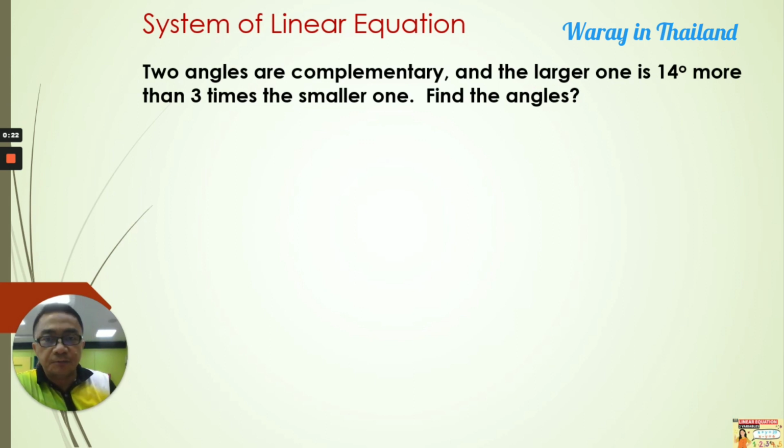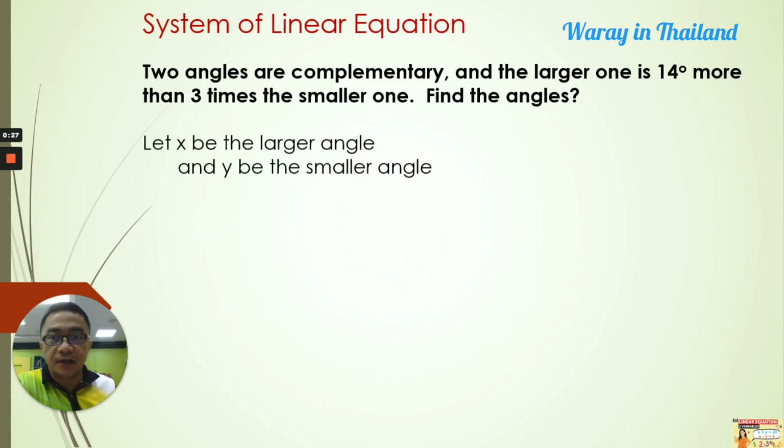So again, first step is to say let x be the larger angle and y be the smaller angle. Now we start to translate the word problem. We start here: complementary. What is complementary again? That is, the sum of two angles is equal to 90 degrees. So we're going to add x plus y, and the sum is 90 degrees, or x plus y equals 90. So that will be our equation 1.